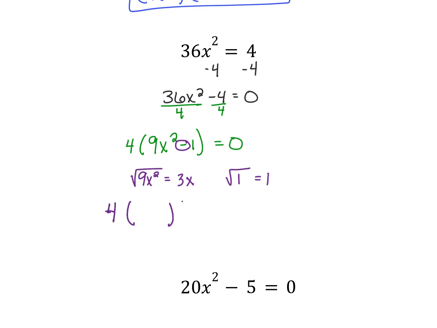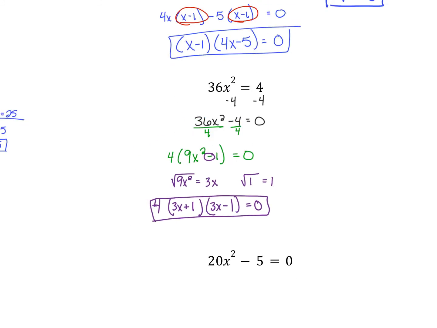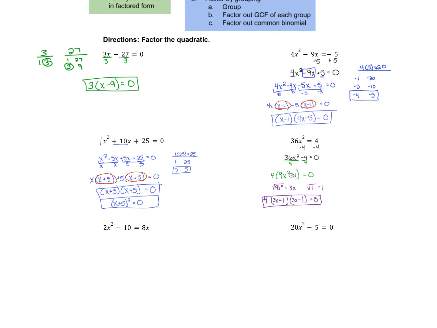and then we're going to rewrite our two factors. My 9x squared is now going to be 3x and 3x. My 1 is going to be a 1 and a 1. And then, hopefully remember, we put 1 plus and 1 minus. And of course, this still all equals 0. So this is in factored form. Okay. So we have now talked about greatest common factors, we've talked about trinomials, and we've talked about difference of two squares.